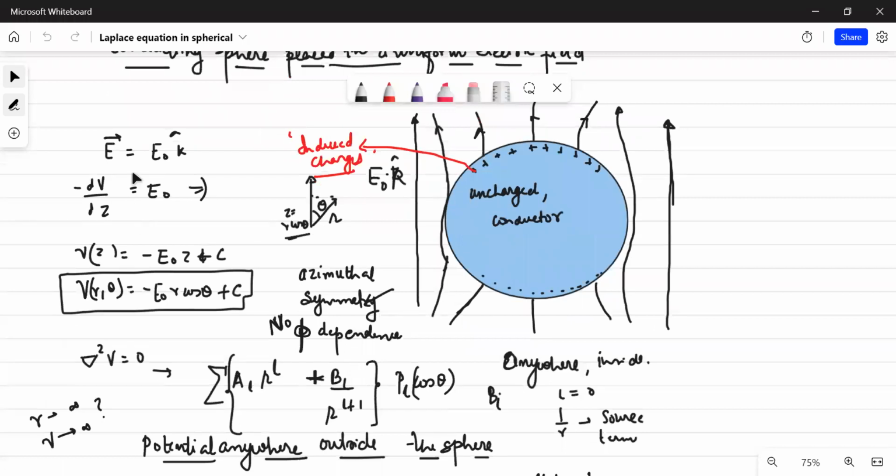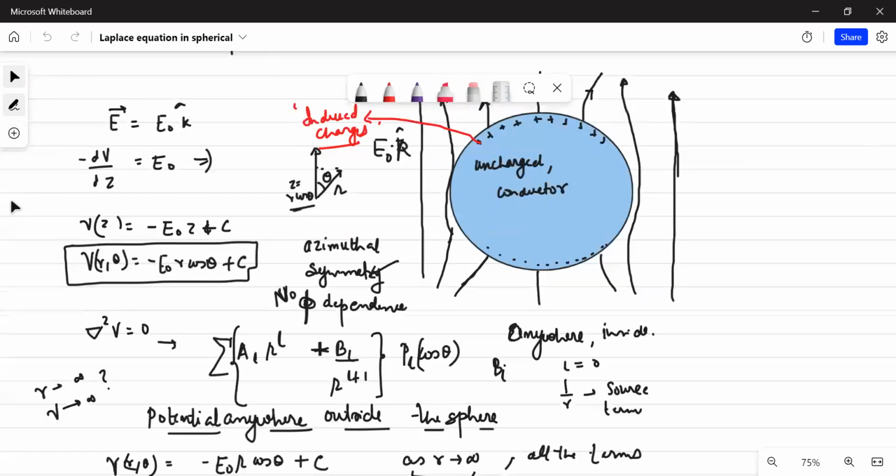Minus dV by dz is equal to E naught, and V will give you minus E naught z plus c. Now, z in spherical polar coordinates can be written as r cos theta, where r is the radial coordinate. Understand that as r tends to infinity, this will go towards infinity. So you cannot say that the outside potential is completely governed by this potential, because as r tends to infinity, it cannot be tending to infinite. There should be some terms in A_l also which must exist in order to completely define the potential outside this sphere.